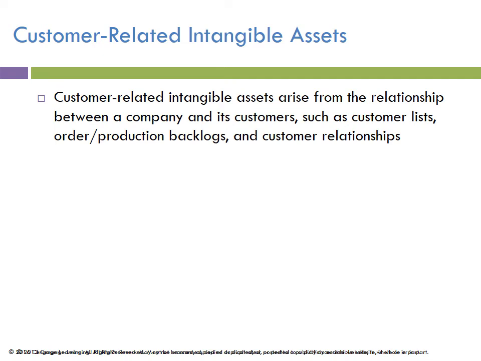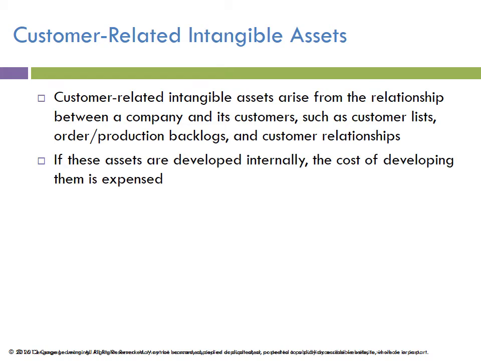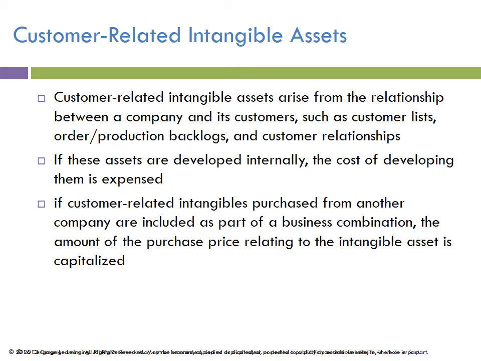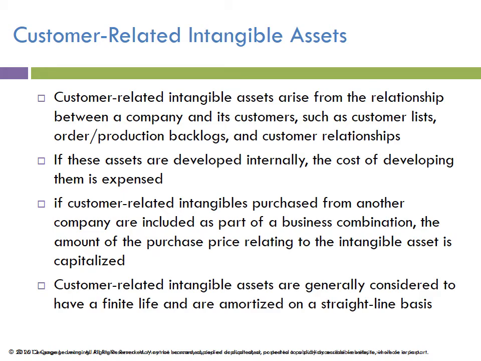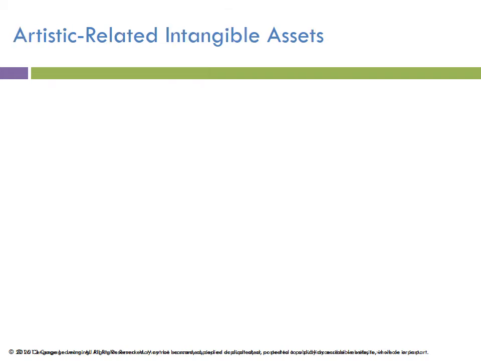Customer related. They're arising from the relationship between a company and its customers, such as customer lists, order or production backlogs, and customer relationships. If these assets are developed internally, they are expensed as created. However, if you purchase them from another company, or they are included as part of a business combination, the amount of the purchase is a separate identifiable intangible asset. Customer-related intangibles are generally considered to have a limited life and are amortized.